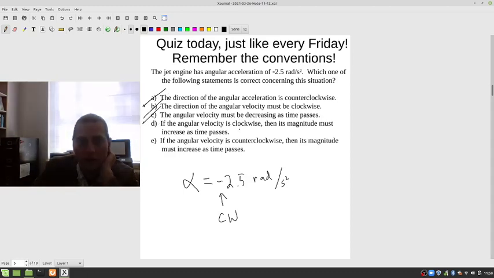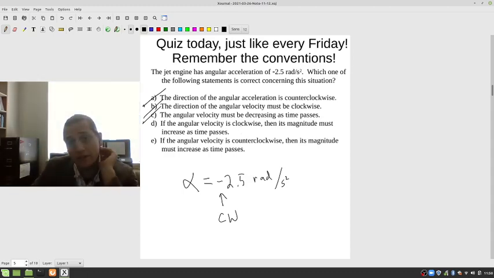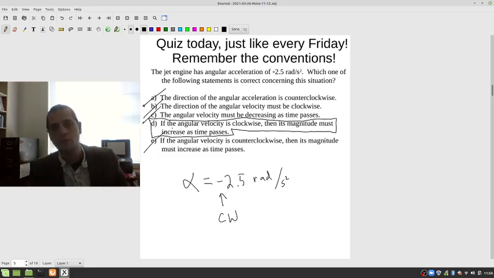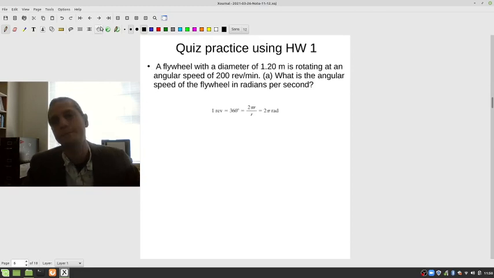If the angular velocity is clockwise, now I can really make a claim, then its magnitude must increase as time passes. That I like. So if we're initially spinning clockwise, this will make our spin clockwise even faster. Yes. If the angular velocity is counterclockwise, then it's the opposite of that. Okay, so that's just a quick example.